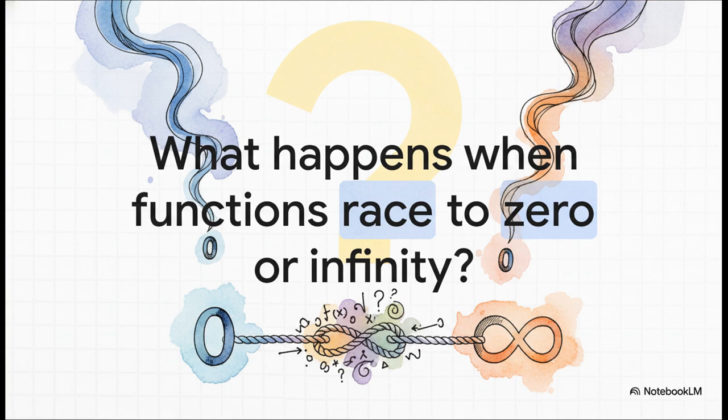I want you to imagine you've got a fraction, and as you get closer and closer to some value, the top part is racing towards zero. But at the exact same time, the bottom part is also racing towards zero. So who wins? Does the whole thing just become zero? Or maybe infinity? Or something else? It's like a mathematical tug of war.